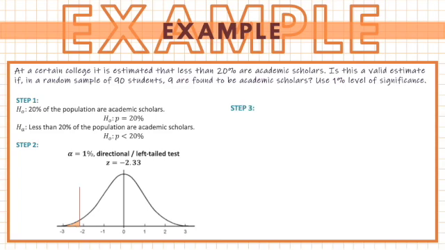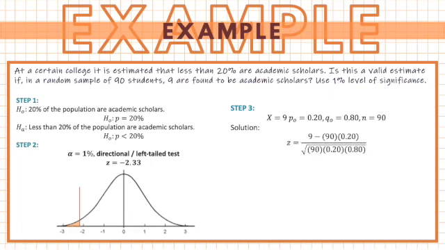Next, we move on to step 3. In step 3, we're going to compute for the test statistic using the formula. So let's identify our given values. X is equal to 9, P sub O is equal to 0.2, and Q sub O is equal to 0.8, since 20% are academic scholars, meaning 80% are non-academic scholars. And of course, our N, or our sample size, is 90.